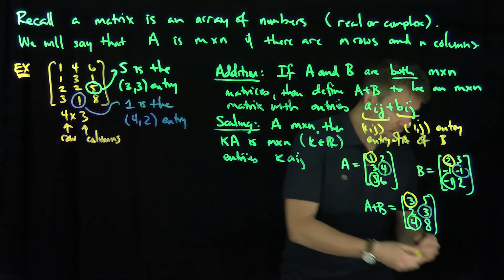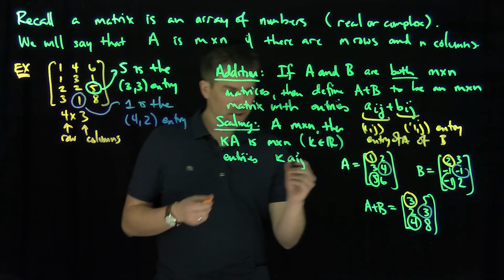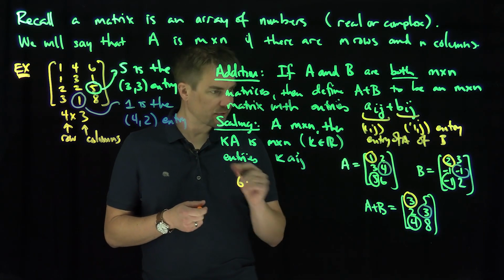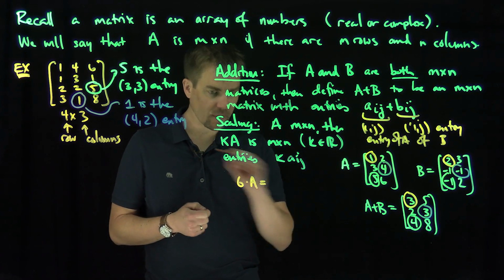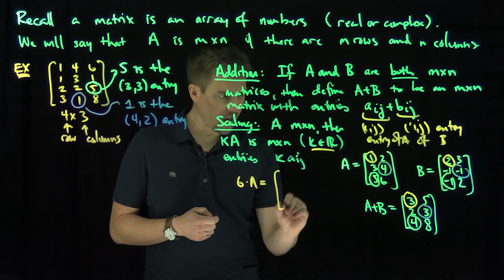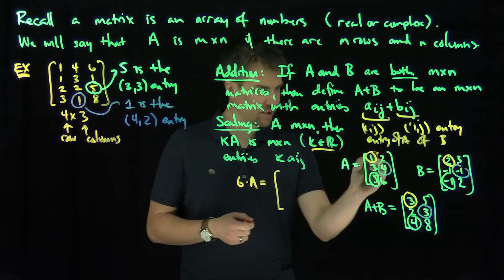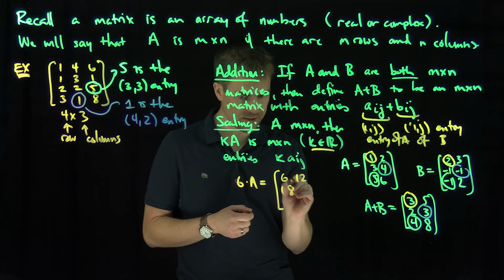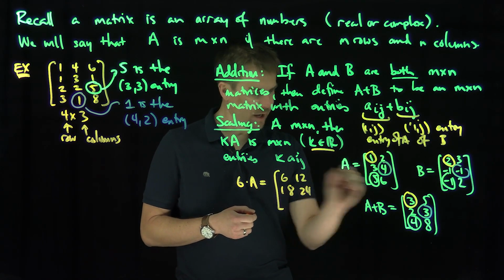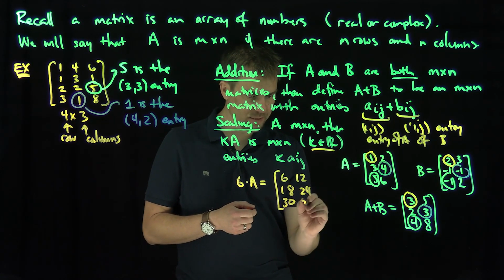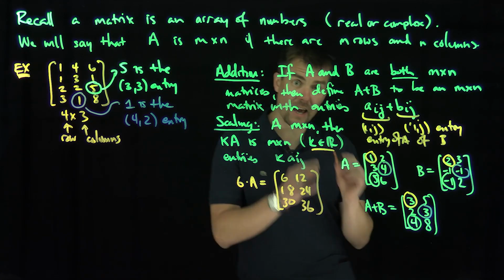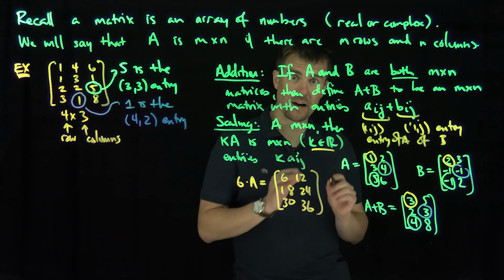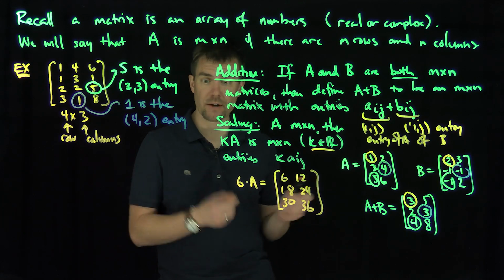Very simple to do. Likewise, I could say, what would 6 times A be? 6 times A, for a real number, would be what? Let's do it carefully. So we're going to have 6 times 1, that's going to be a 6. 6 times 2, that's going to be a 12. 6 times 3, that's going to be an 18. 6 times 4, that's 24. 6 times 5, that's 30. And 6 times 6, that's 36. In other words, we're multiplying everything by that scaling parameter. So that's how we do addition and scaling of matrices.